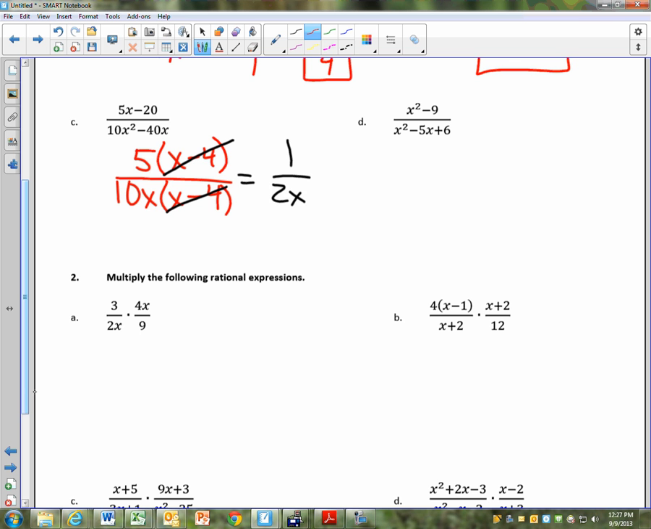What might people be tempted to do for problem D right away? Yeah, people might want to do this. What happens if you do that?